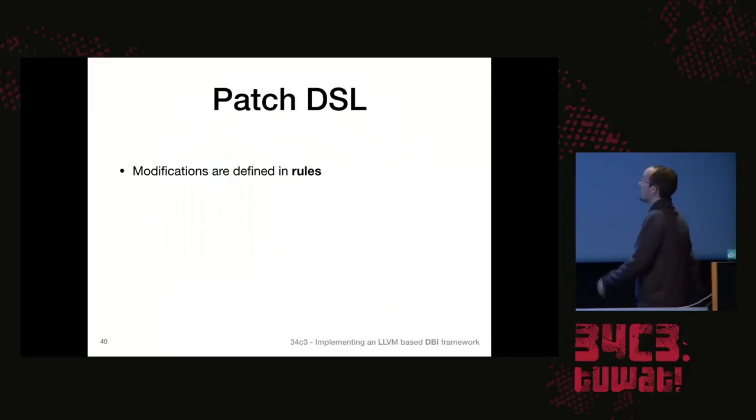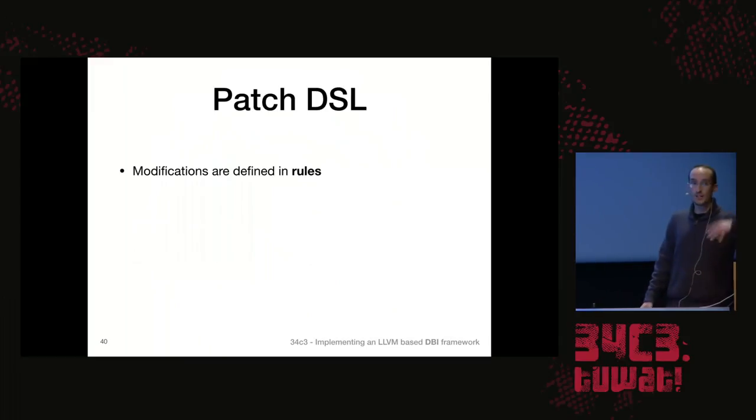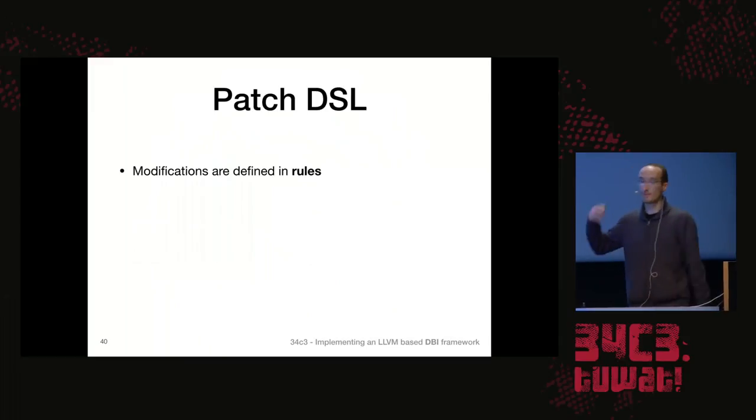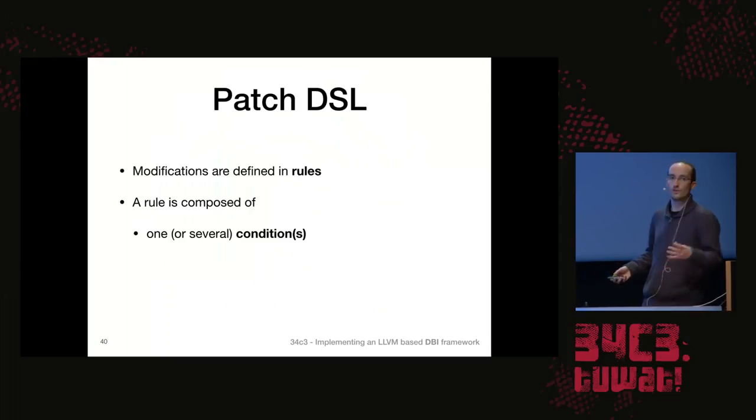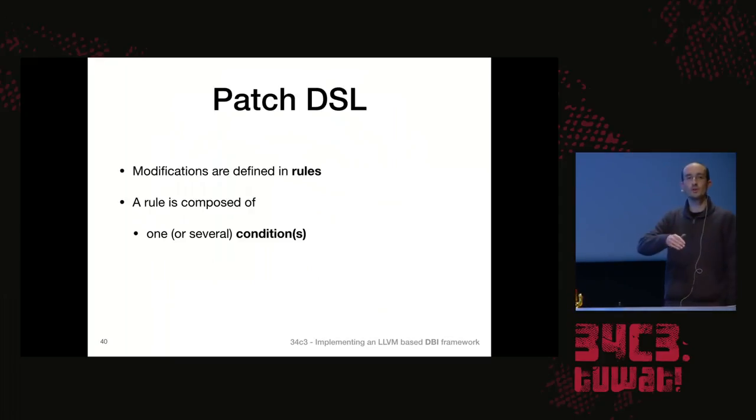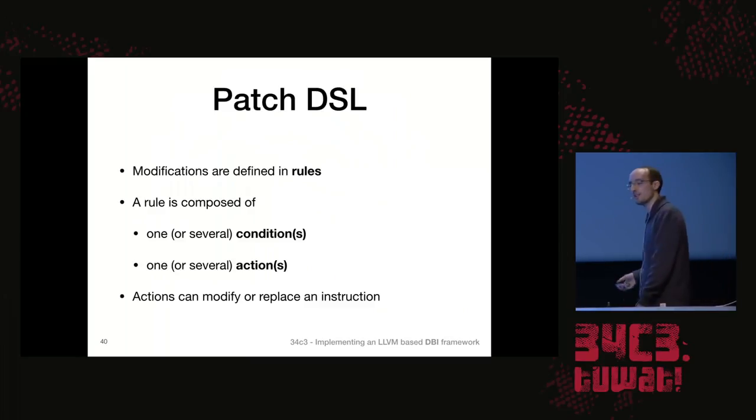And another idea was basically that patching a binary is just applying a series of rules. Because if you want to modify something, it's because there is a need to do it. There is, in fact, a condition, one or more conditions, that for an input instruction will apply a series of actions. And these actions are basically the transformations that we want to apply. So let's have a look at what we call a rule.